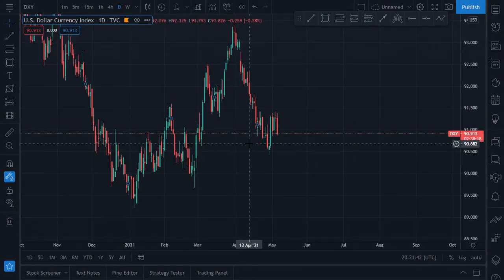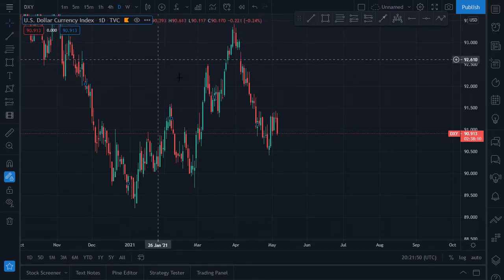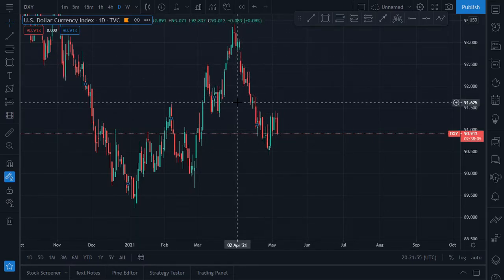Today I'll be analyzing with you all the dollar index in preparation for NFP tomorrow on Friday, the 7th of May 2021. For those that don't know what NFP is, the Non-Farm Payroll happens in America and just concerns jobs and employment and all that. NFP occurs on the first Friday of every month.